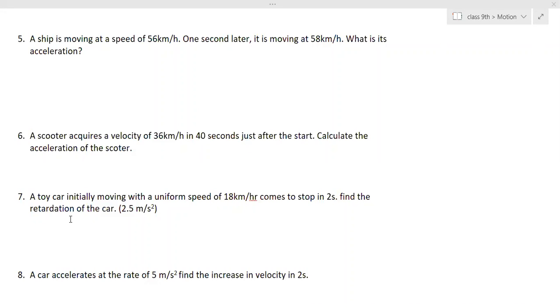You can do anything. But here they have told to find the retardation. So should we write that retardation value? When you keep the minus sign, it doesn't matter. Okay, ma'am. Retardation is actually a positive value, and if you are writing acceleration, then it is a negative value. Okay.